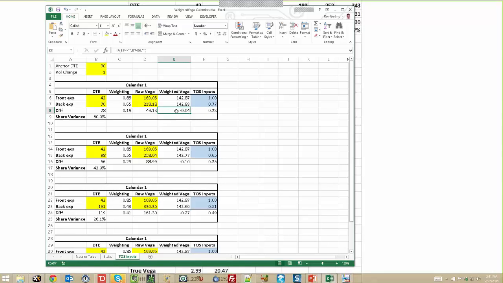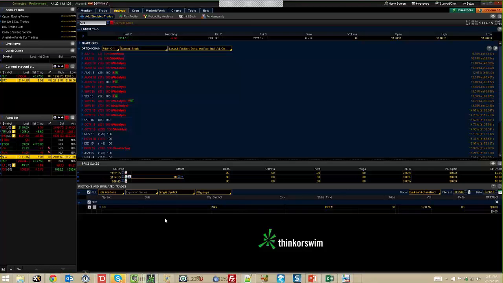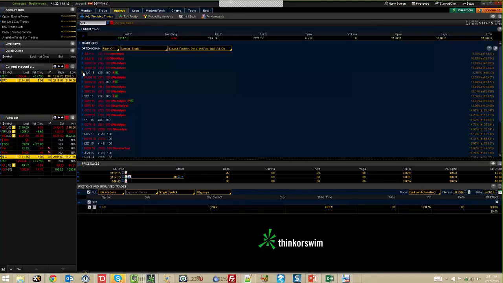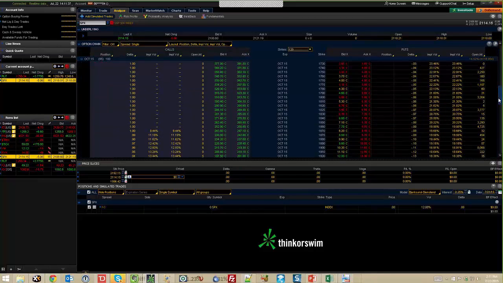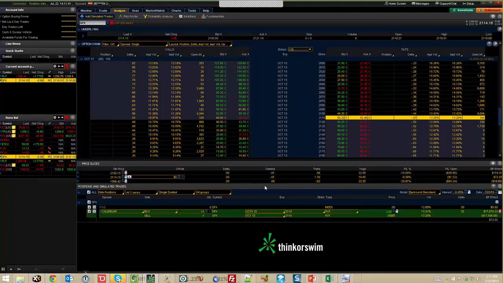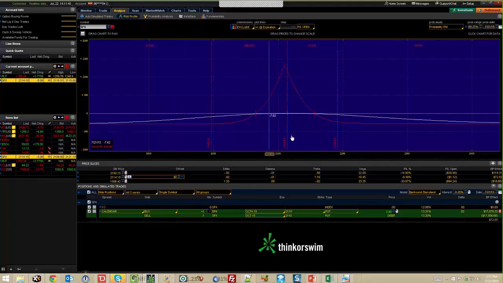Now, that's interesting, but it doesn't help you simulate stuff on TOS, right? So on TOS, if you click on that little chevron icon that allows you to change the different expirations, let me show you here. Whatever, let's go further out in time. I'm just going to pick an out of the money calendar. I don't really care about the expirations for now. All right, there's my position.